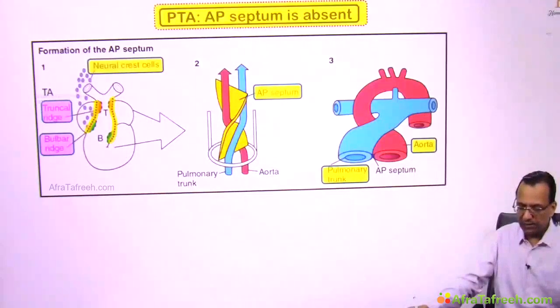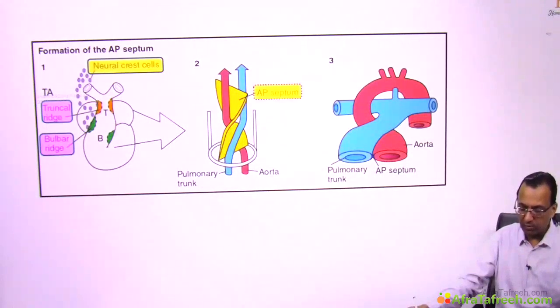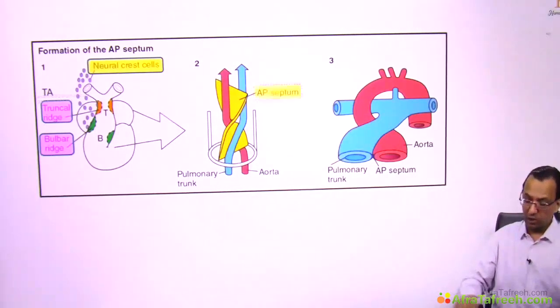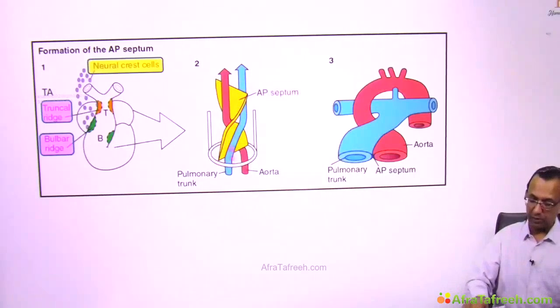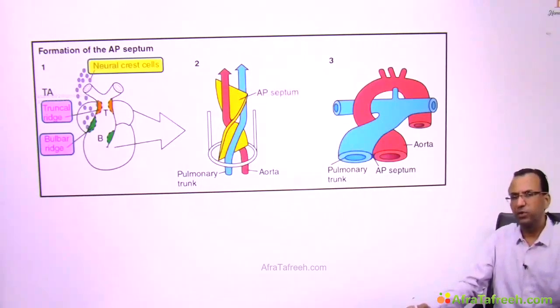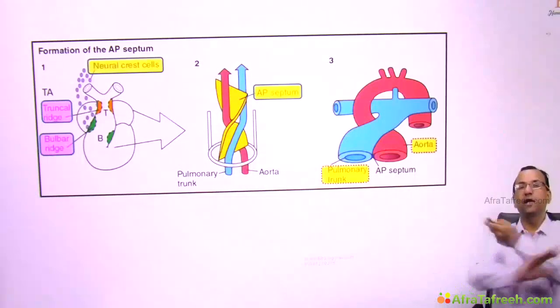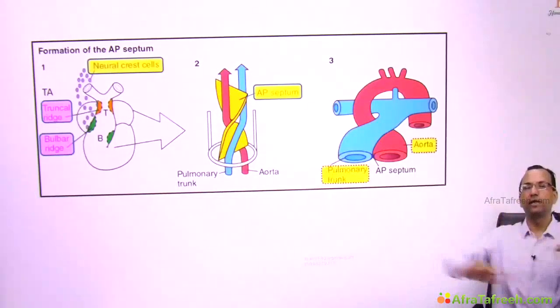If that is anomaly number 1, then what is anomaly number 2? Sometimes the AP septum is not spiral. Tell me what will happen. Normally the AP septum is spiral. If it is not spiral, I remember. What do you remember? These vessels are normally spiral to each other. They will not be spiral. They become straight.